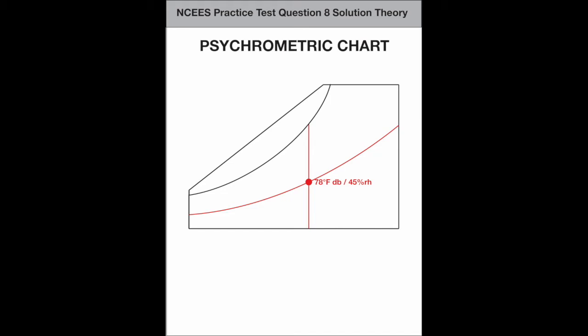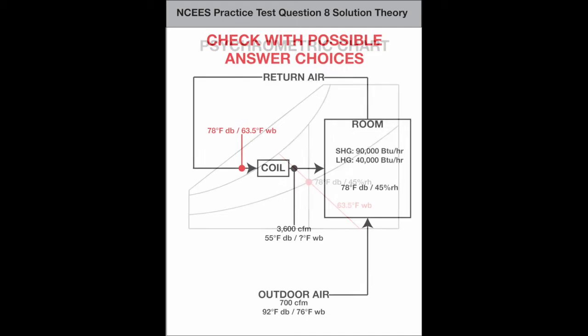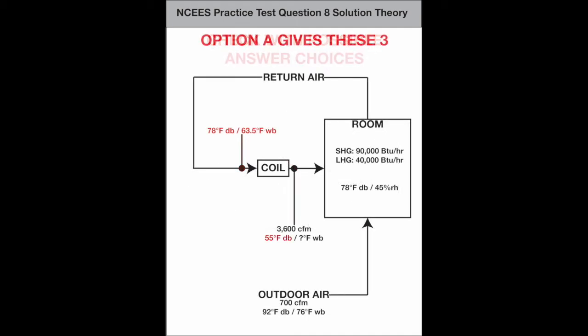The intersection of 78 degrees dry bulb with 45% RH gives a wet bulb temperature of 63.5 degrees. Now, check the possible answer choices. Option A gives 3 out of the 4 temperatures. You just have to solve for the exiting air wet bulb temperature. How tempting to think that 3 out of 4 is enough, and to select option A and move on to the next problem.